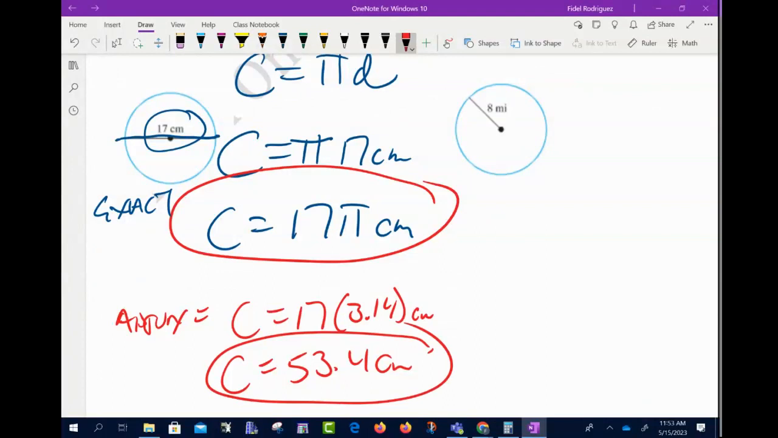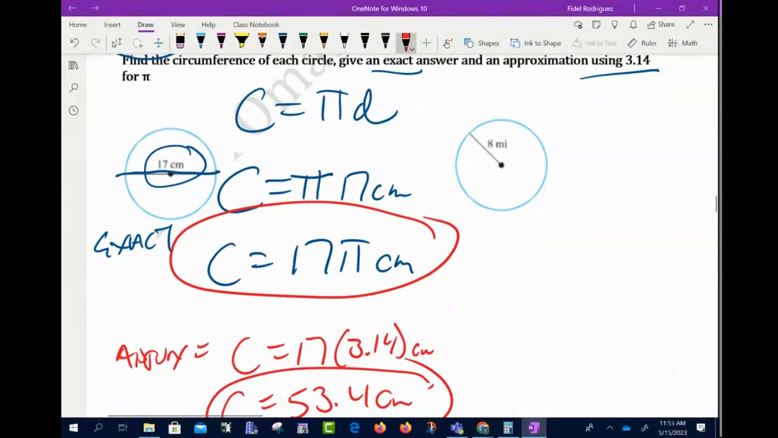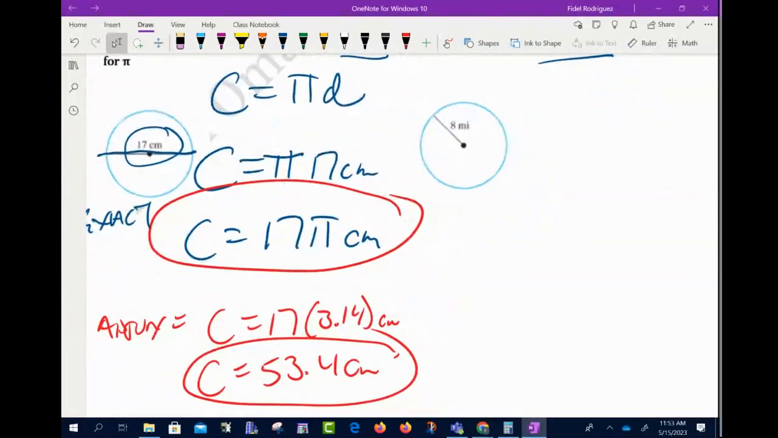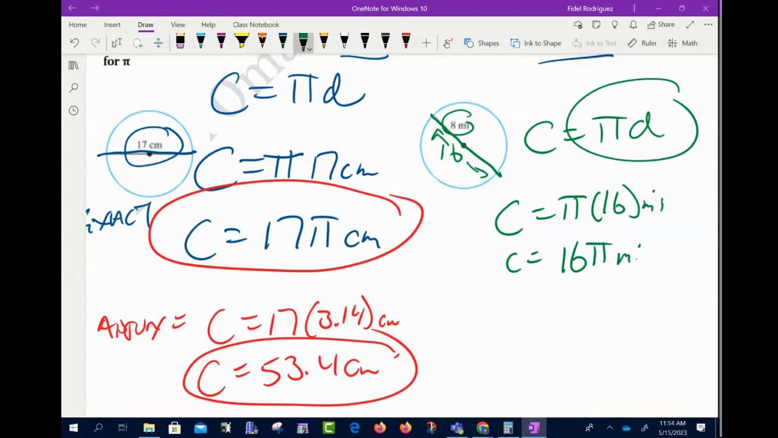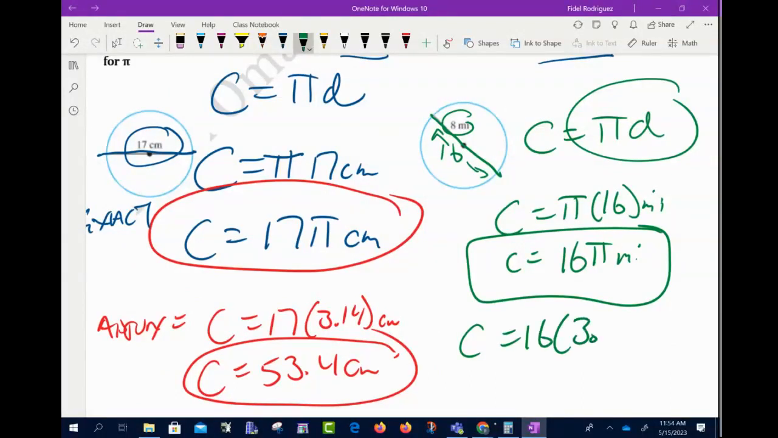Okay. Now, look, y'all, I'm going to do the same thing for the second picture that I have. Remember, the formula that we have says C equals pi times d. Remember, the diameter goes all the way across. Well, if that piece is 8, how much would the whole thing have to be? 16. Very good. So it's going to be 16 miles because it's mi for miles, right? So 16 pi miles. This would be my exact answer, okay? Now the approximation says, look, we're going to take 16, but we're going to multiply it by how much?